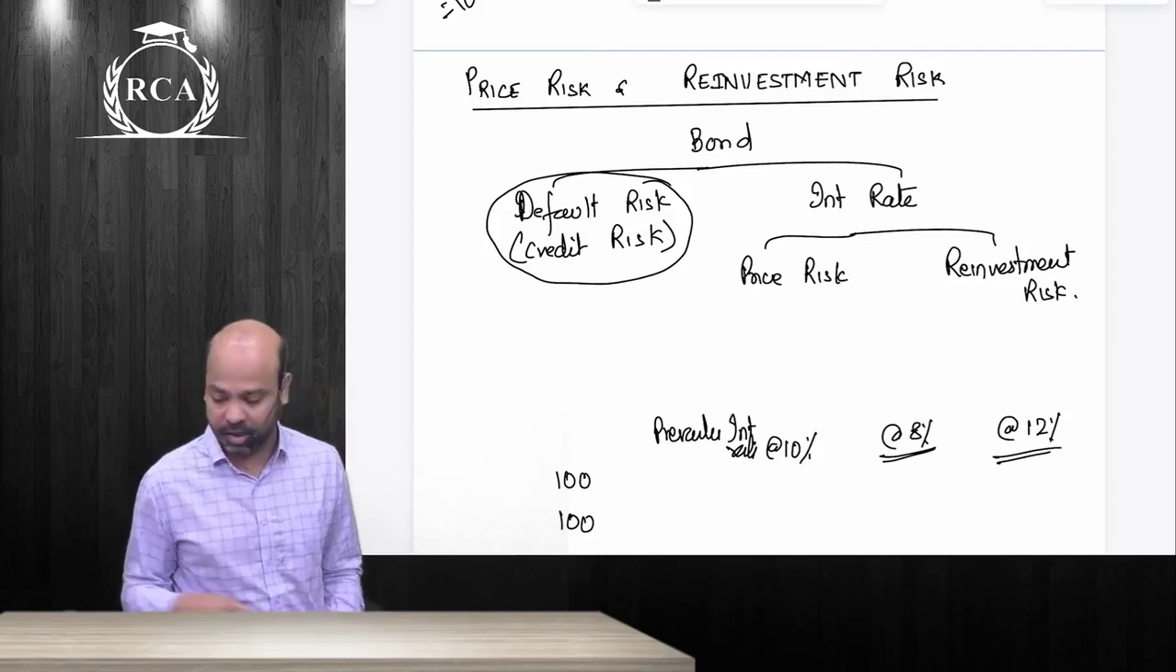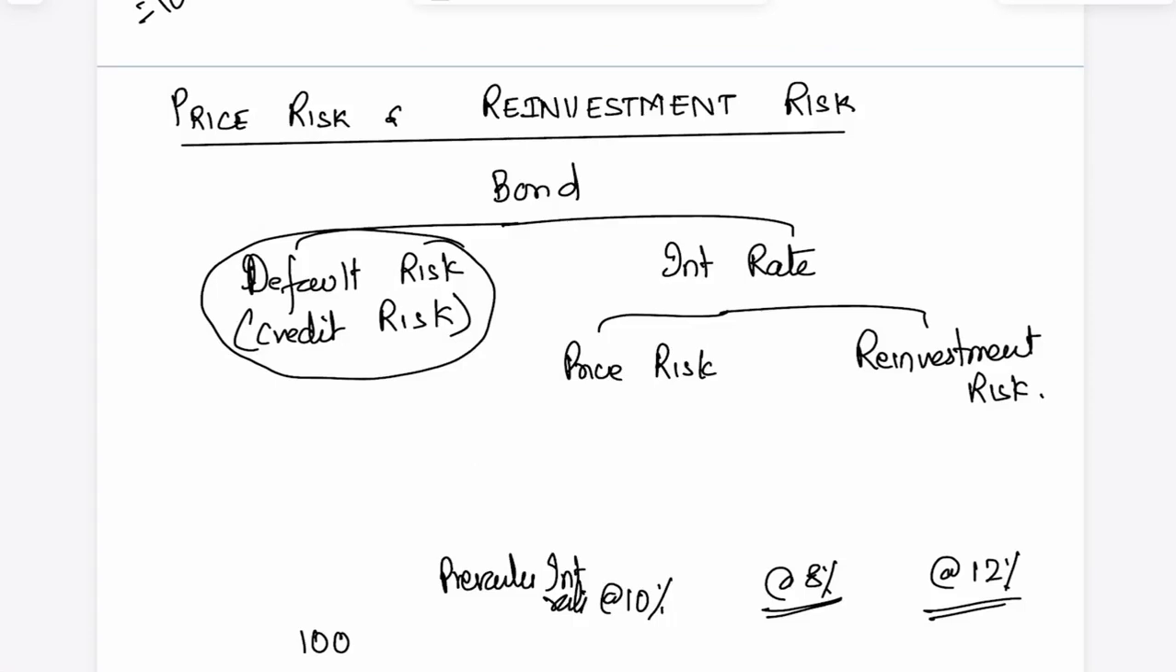YTM of a bond will be effectively realized only if all the interim cash flows are reinvested at the same rate.